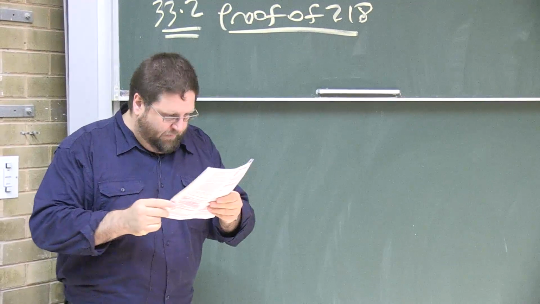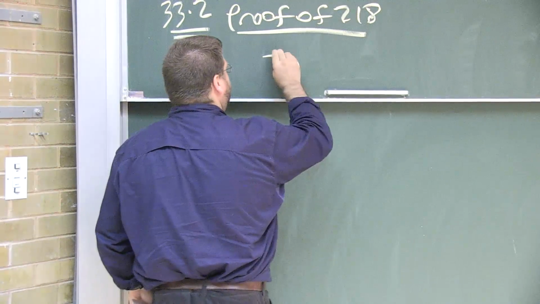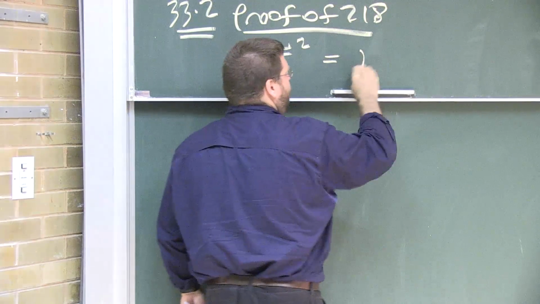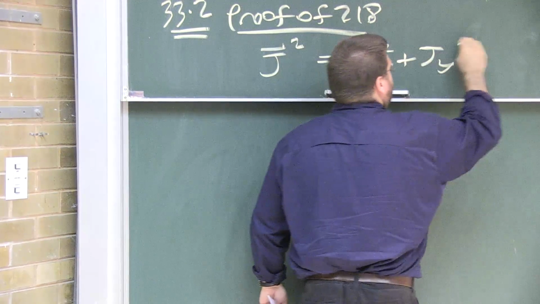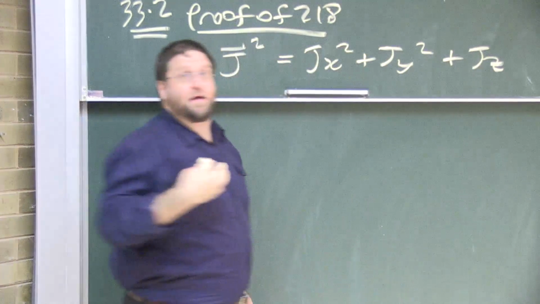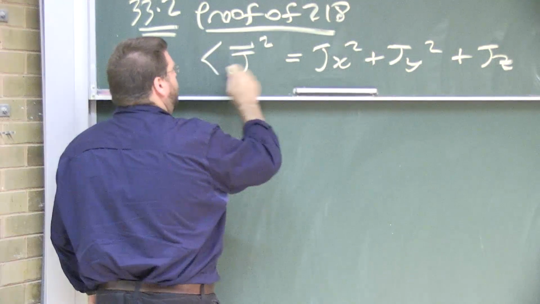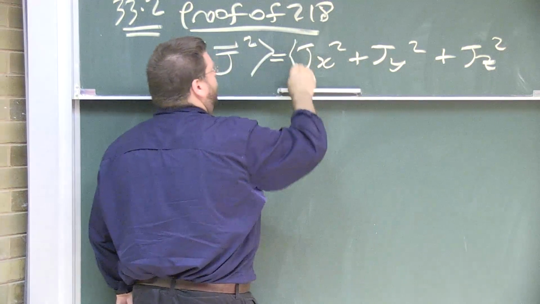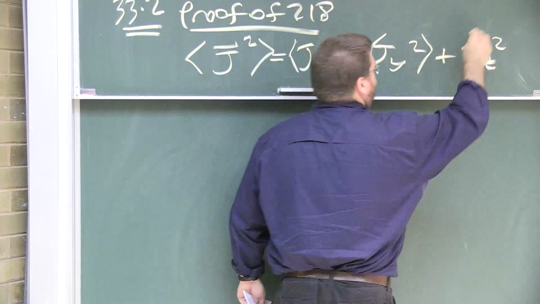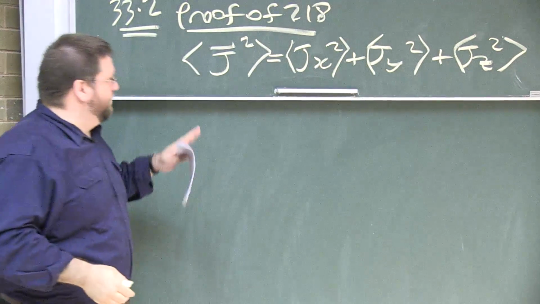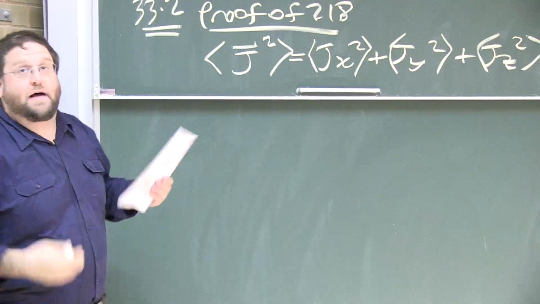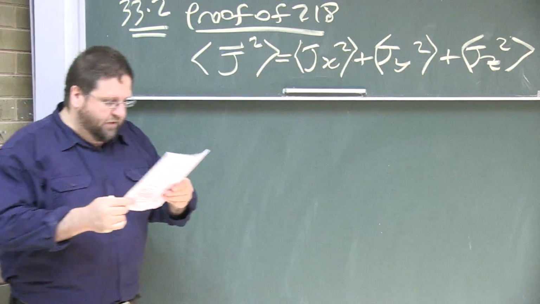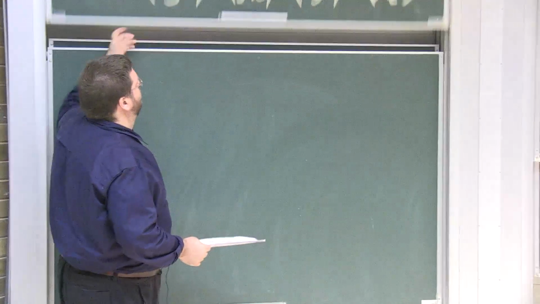To begin our proof of 218, I want to write down the squared angular momentum, which we know from Pythagoras' theorem in essence to be the following. Now I could take the expectation value of both sides of the equation. The expectation value of a sum of operators is the sum of the expectation values, so I can do this. What I now want to prove is that each term on the right-hand side is a non-negative real number.